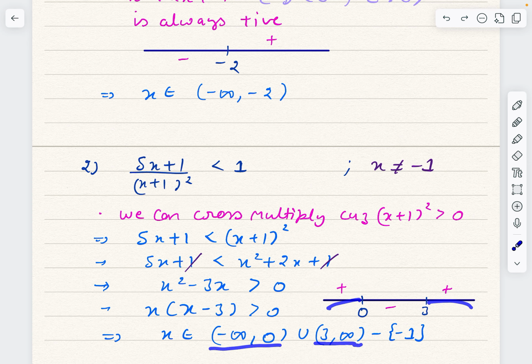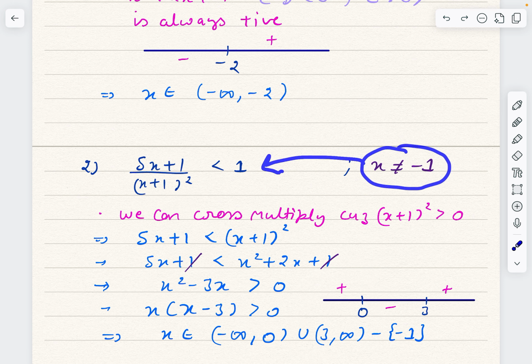But in the beginning, we have promised we will not put x equal to minus 1 because it will not satisfy the original equation. And minus 1 will come out here in minus infinity to 0. So we have to exclude it. So minus 1 is not in the set. I hope it is clear, guys. Next problem.